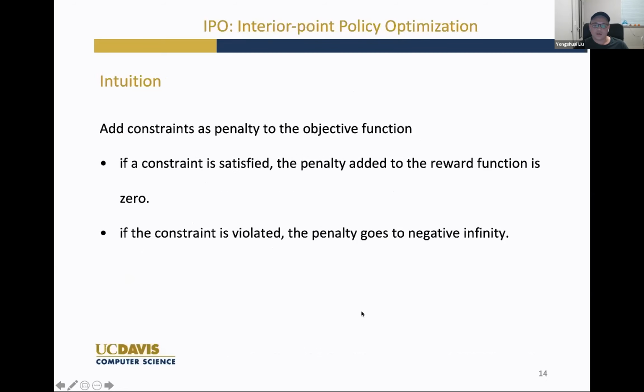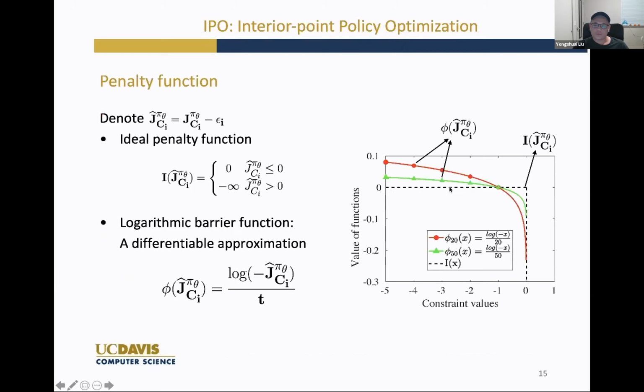So now let me introduce our method, IPO. The basic idea for IPO is simple. Just as its name suggests, the intuition is that we want to add the constraint as a penalty function to the objective function. If the constraint is satisfied, the penalty added to the reward is 0. Otherwise, the penalty goes to negative infinity. In other words, this is the ideal penalty function we want: if the constraint is satisfied, the penalty is 0, otherwise it goes to negative infinity.